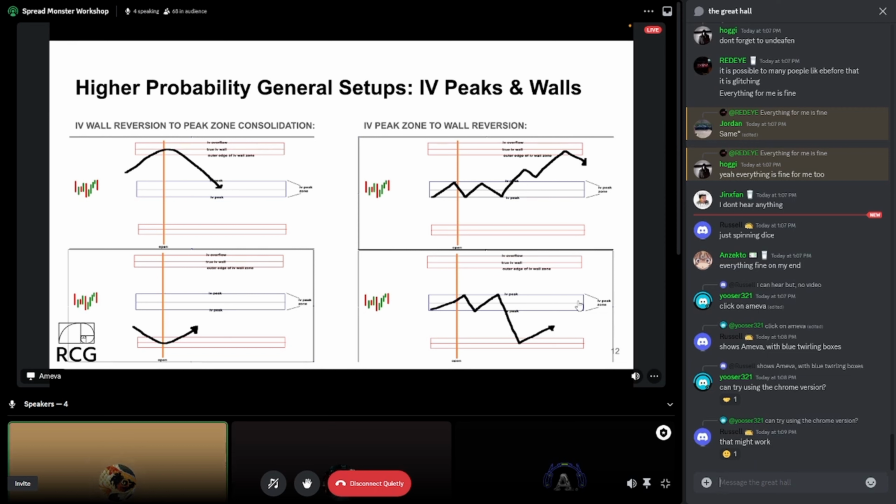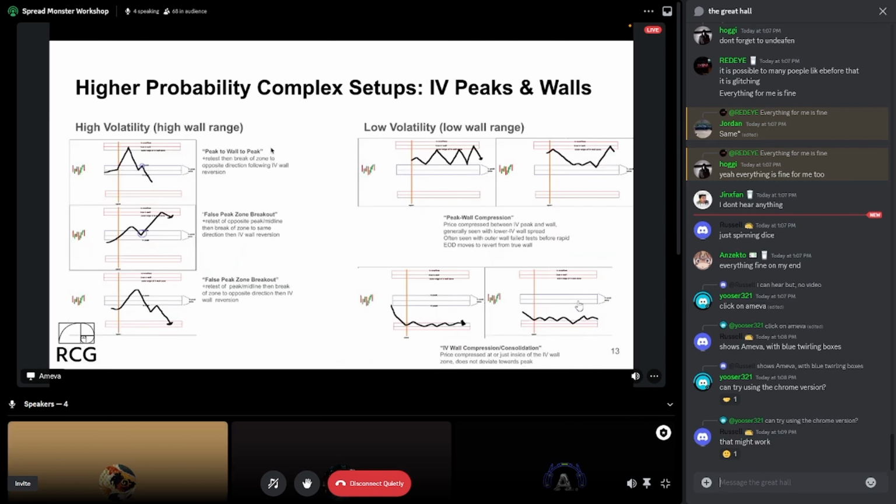So these are an example of some general setups I've seen form with the IV peaks and walls, right? You either trend overnight towards a wall for reversion, and then you fall back to the peak zone for price compression, or you start out around the peak zone and then trend to one wall. There are also a few different complex setups that I've listed here.